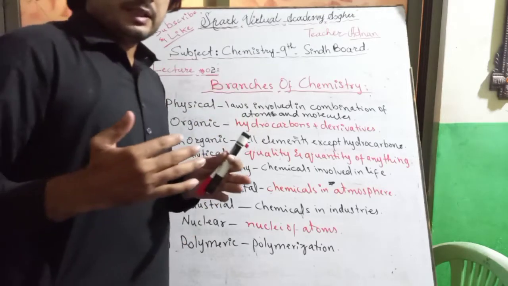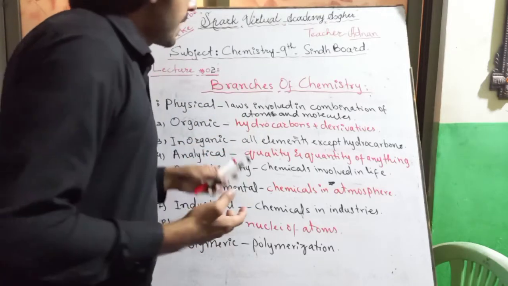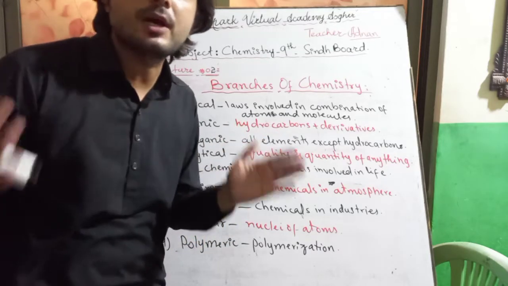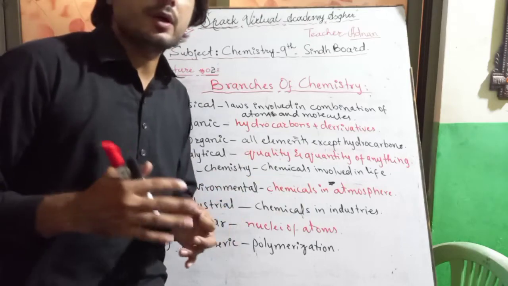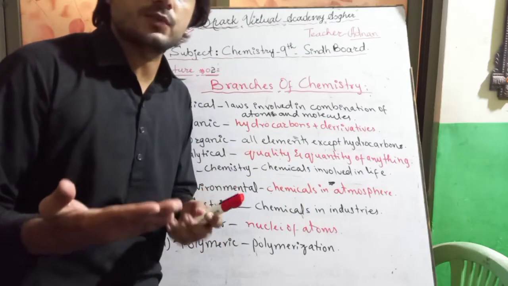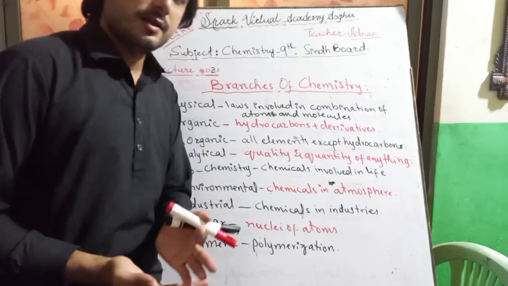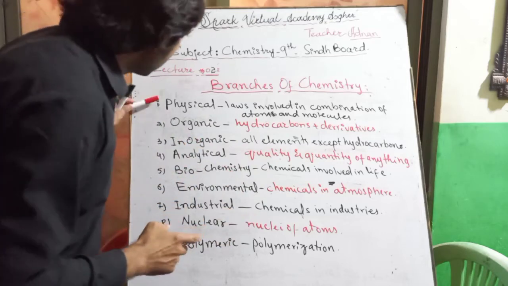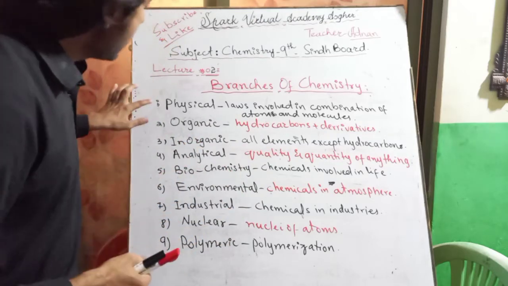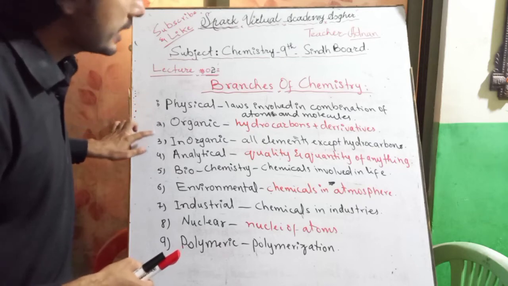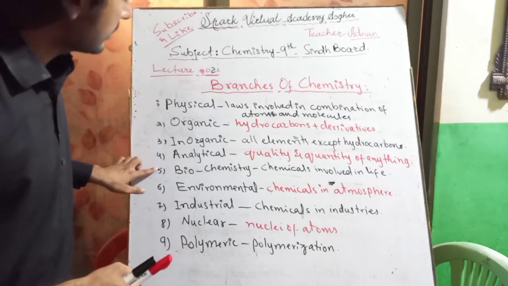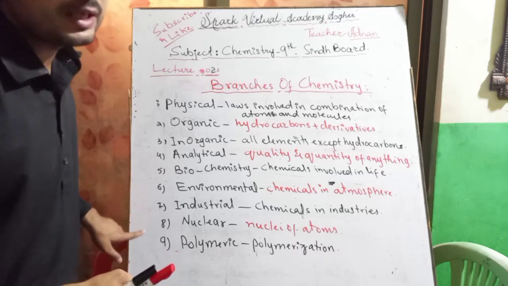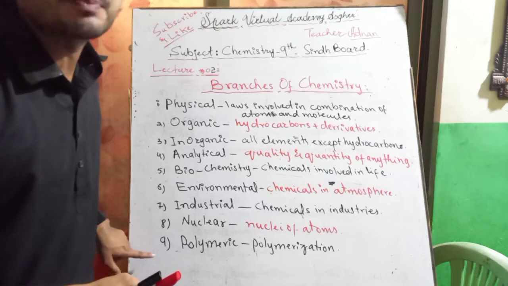Okay, after the importance of chemistry, let's talk about some important branches of chemistry. There are so many branches of chemistry, but however, we will only discuss those branches which are in our syllabus of 9th class, Sukkur. So generally in our course, we are having 9 branches of chemistry: the physical chemistry, the organic chemistry, the inorganic chemistry, analytical chemistry, biochemistry, environmental chemistry, industrial chemistry, nuclear chemistry, and the last one is polymer chemistry.